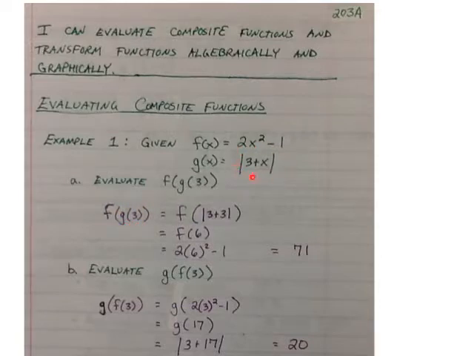So we plug 3 into our g function. We get the absolute value of 3 plus 3, which is 6. So we're evaluating f of 6, which means plug 6 into the f equation: 2 times 6 squared minus 1. We get 36 times 2 is 72, minus 1 is 71.